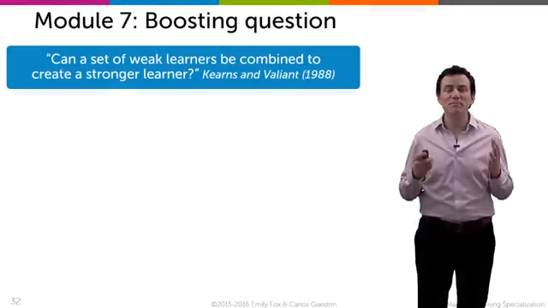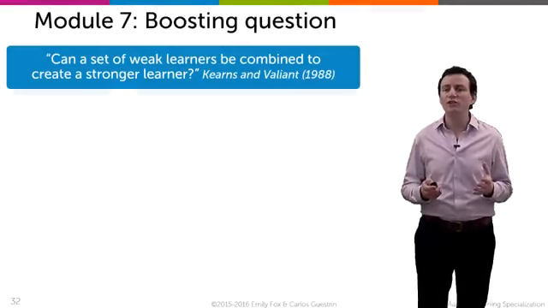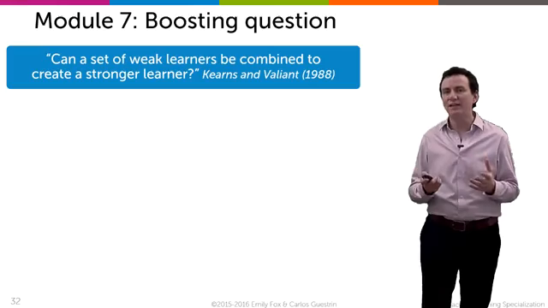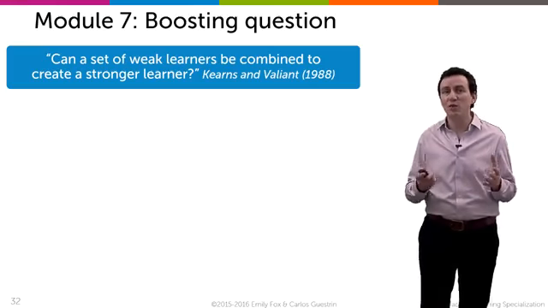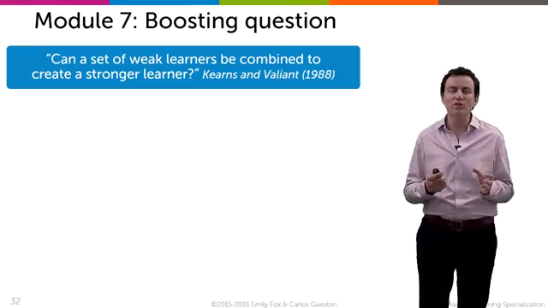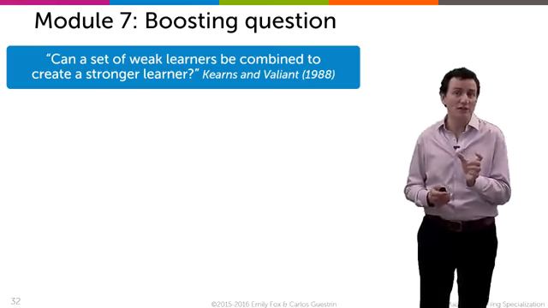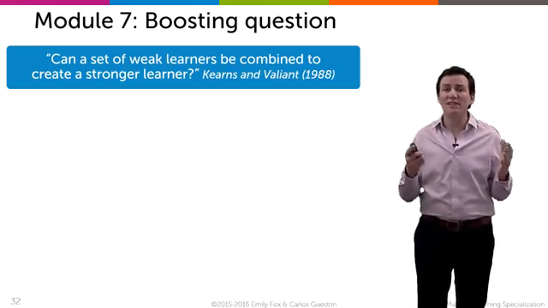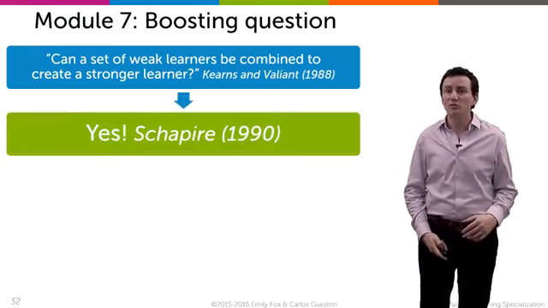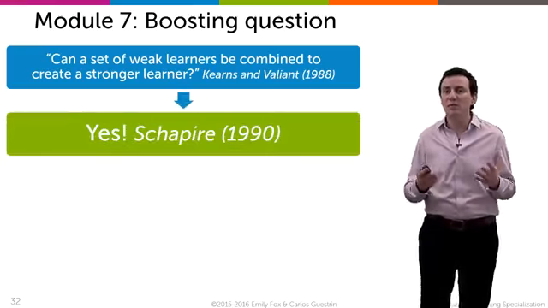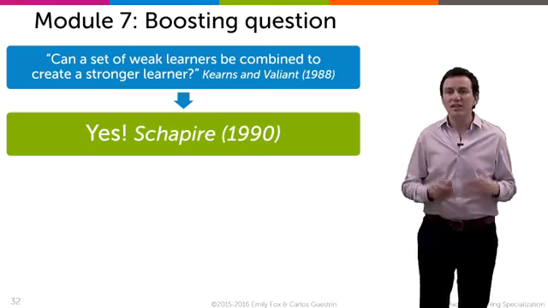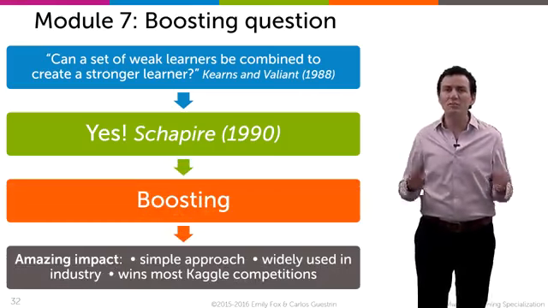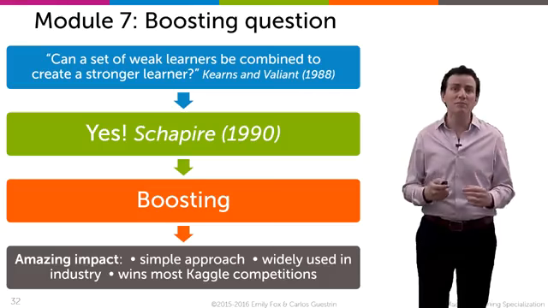The 7th module is going to be amazing. We're going to look at a question that was asked by Kearns and Valiant in 1988. In fact, Valiant is a Turing Award winner, so this is a fundamental question. The question was, can you combine simple classifiers in a way that gives you performance of a really complex classifier? And that question, which was pretty theoretical, was answered a couple of years later by Schapire in the positive, using something called boosting, which is an amazing algorithm that has had an incredible impact in practice.